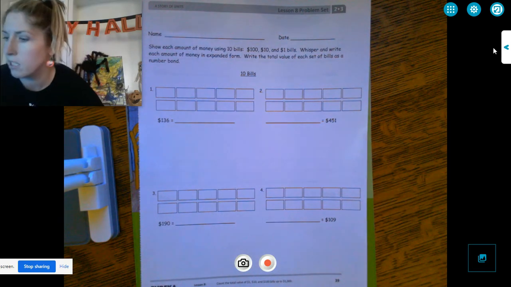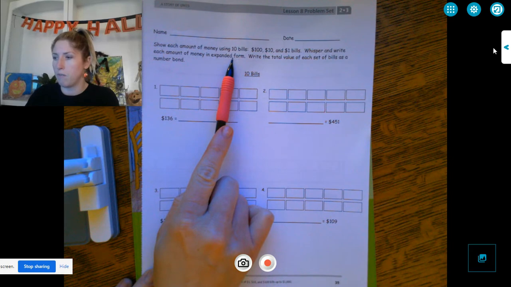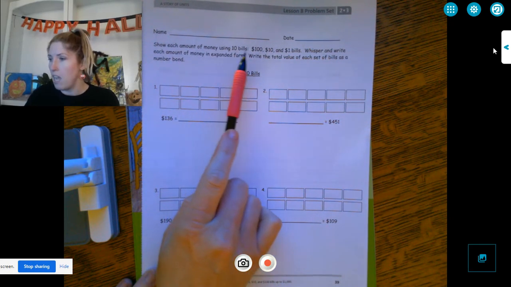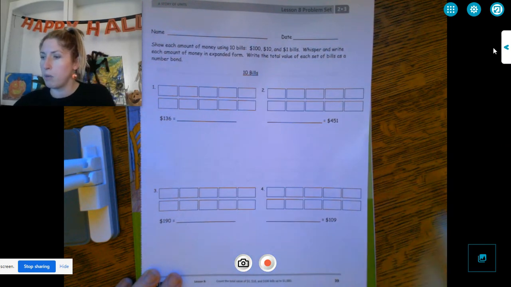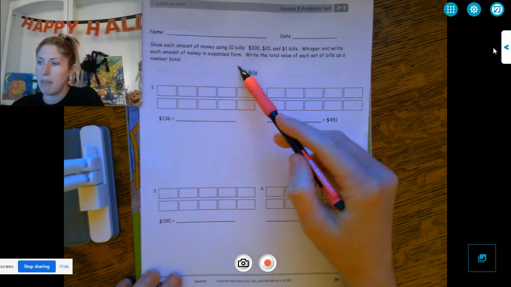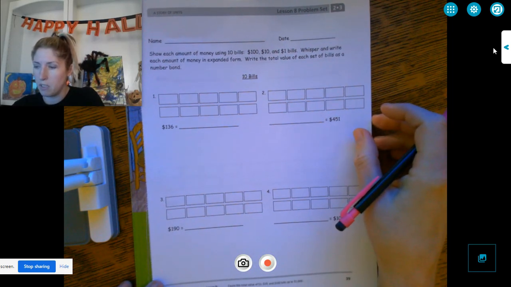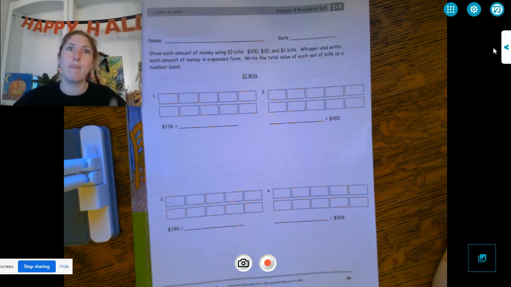Okay, so show each amount of money using $100 bills, $10 bills, and $1 bills. Whisper and write each amount of money in expanded form. Write the total value of each set of bills as a number bond. Okay, so it asks us to do a lot of things, but don't worry, I'm here doing it with you, so we're good.